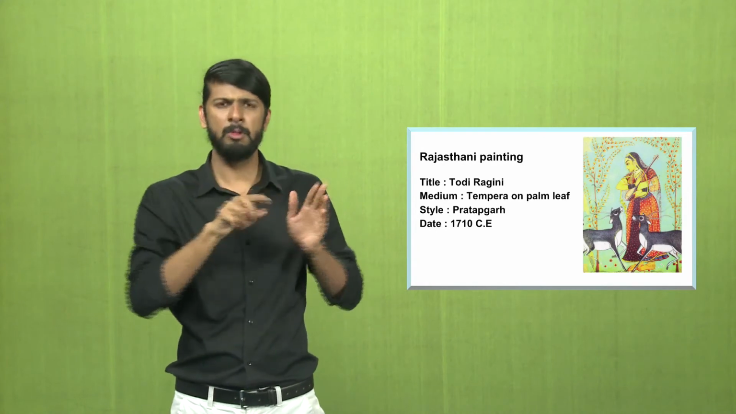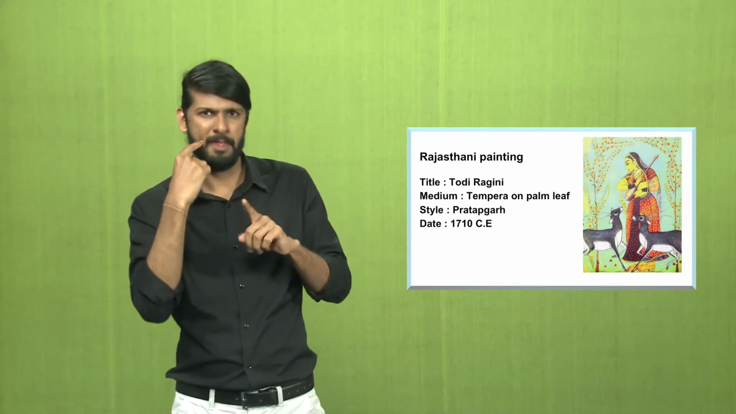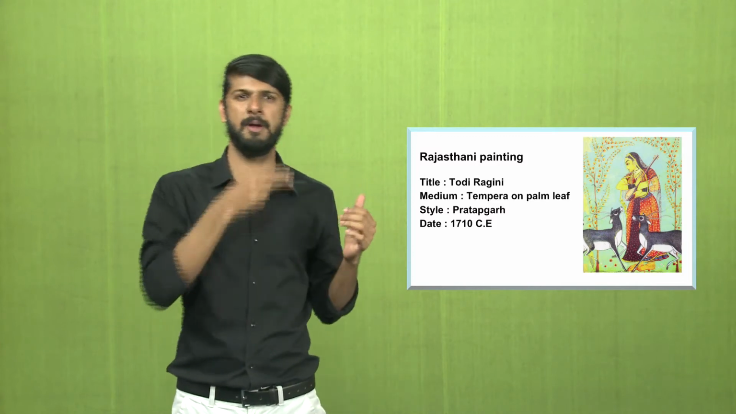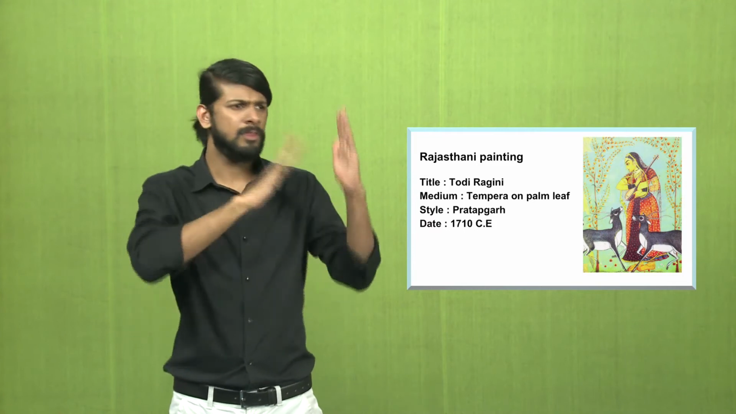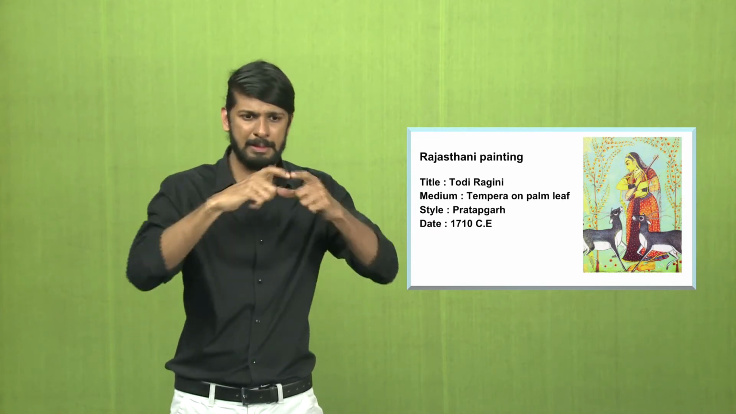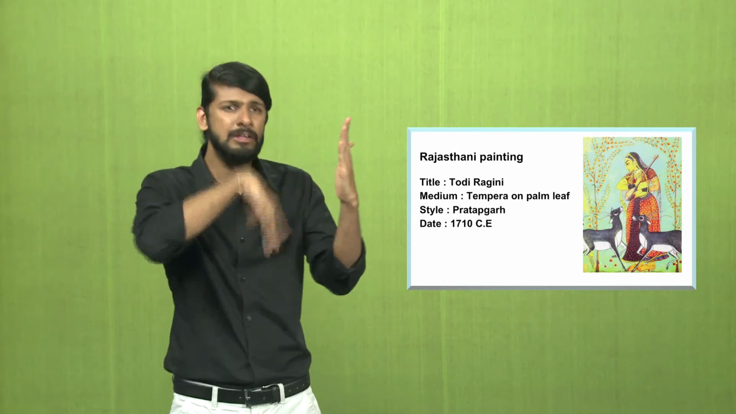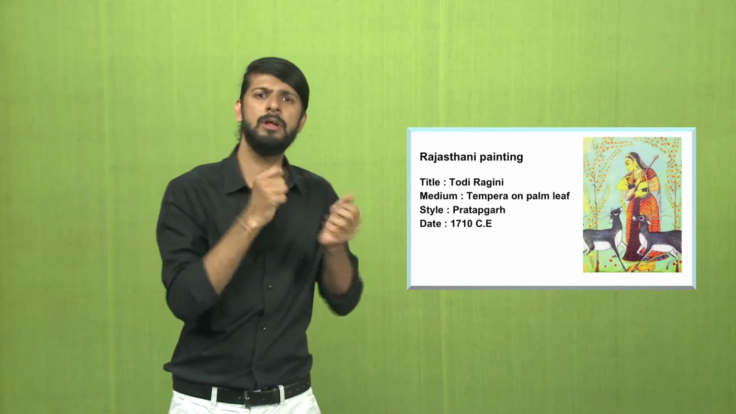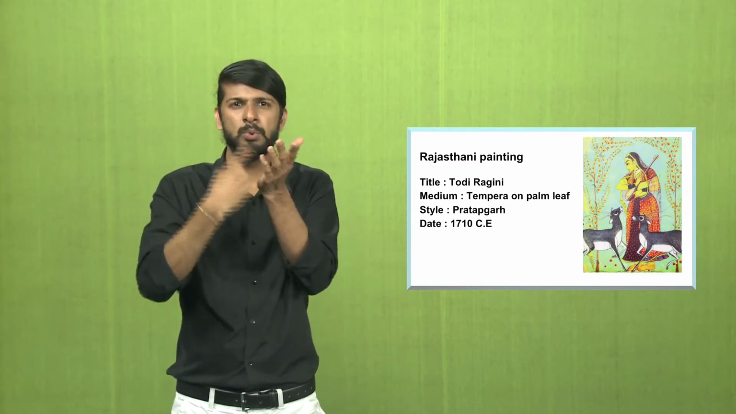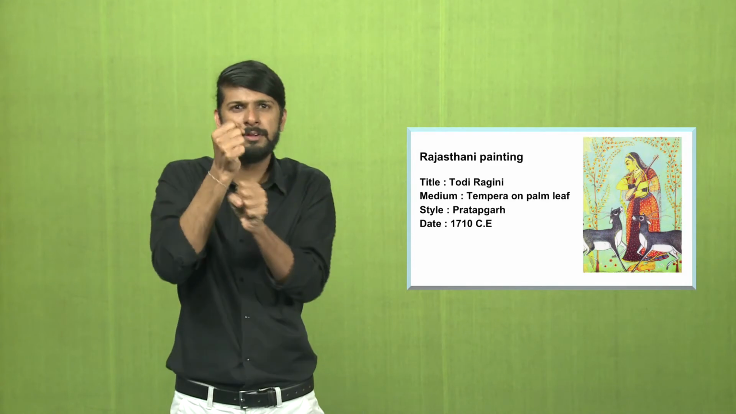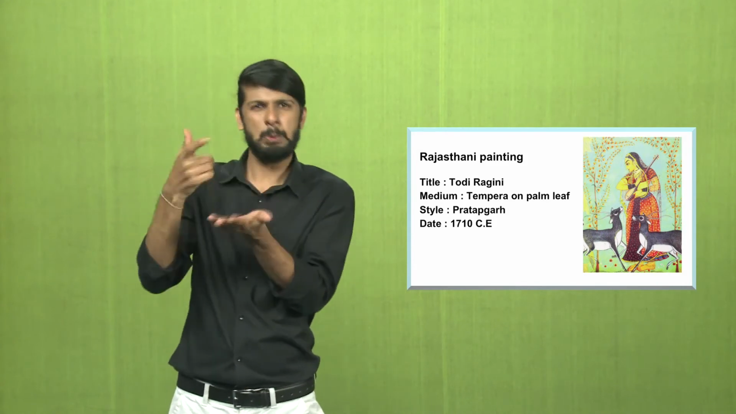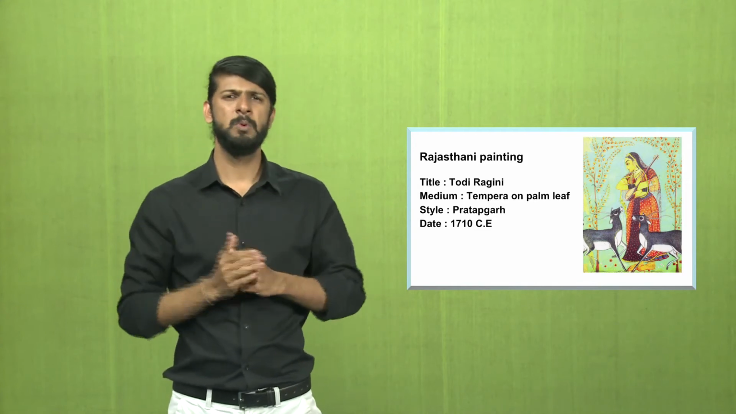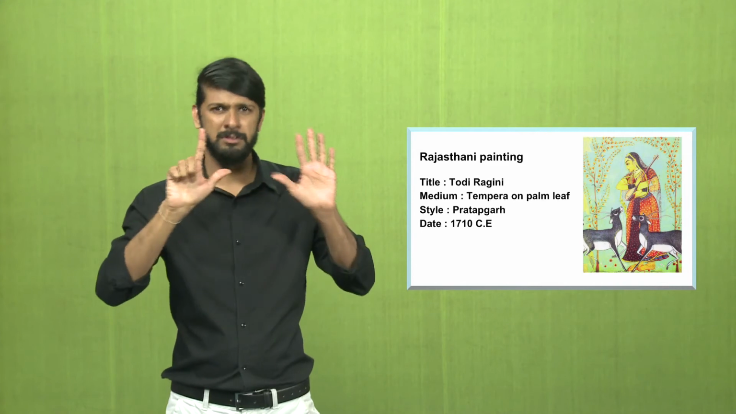Rajasthani painting, title Todi Ragini. The medium is tempera on palm leaf. So, first the palm leaf was prepared, then the layer of lime. The style is from Pratapgarh. Date is 1710 CE.